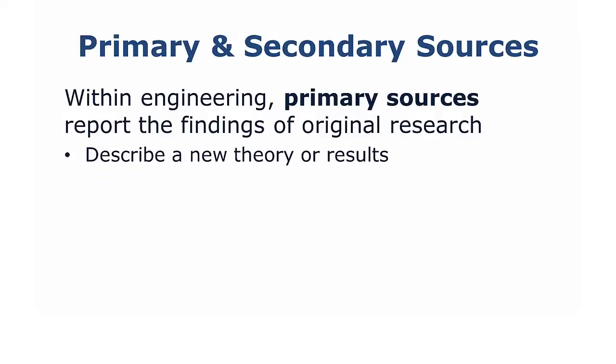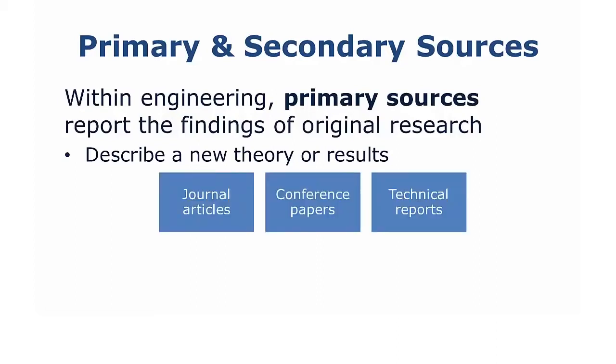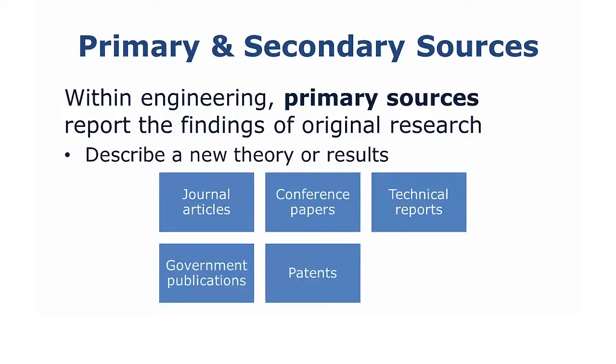Within engineering, primary sources report the findings of original research. They often describe a new theory or the results of experimental work. Examples of primary sources include, but are not limited to, journal articles, conference papers, technical reports, government publications, patents, and theses and dissertations. Primary sources are often expected to form the bulk of the sources you incorporate into your report.